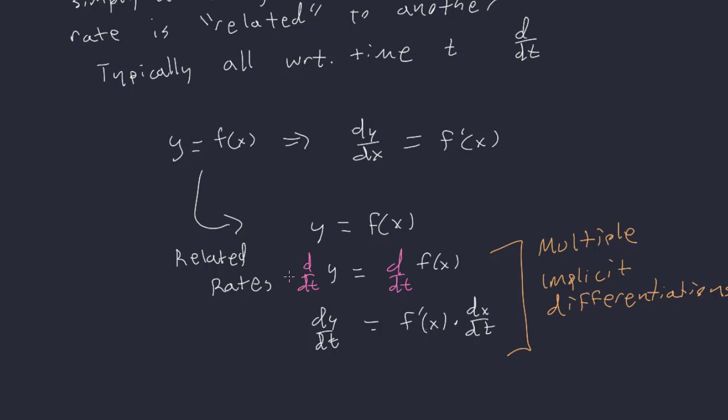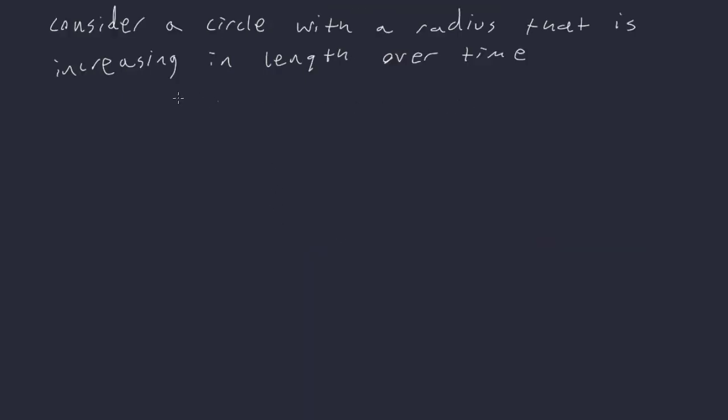Okay, I think it's much easier to explain this kind of stuff through examples. So let's look at a fairly basic example. All right, so I always like to start with a circle. And I don't like to put a super crazy physical example on top of everything to start with. Let's just consider a circle. And it has a radius that is increasing in length over time. So, right, say we have this circle here. And let's say this is its radius.